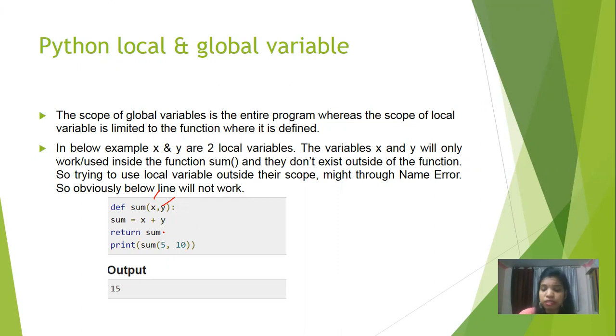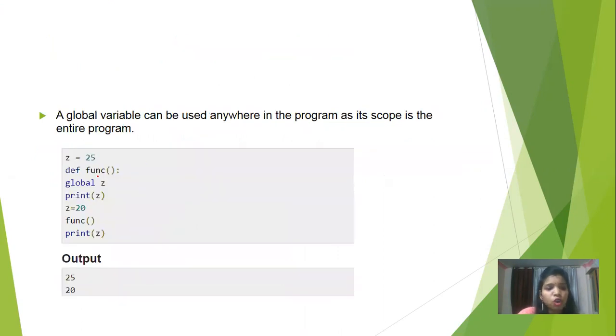So understood? Local variable. Now the global variable: suppose z is 25 and in a function you define global z. You have indicated global z, which means now you can use this z anywhere. If you print z, it will show 25. Now if you update the value of z to 20 and print z again, it will show 20, because you have updated the value. It will not take the previous value. Okay. So these are local variables and global variables.